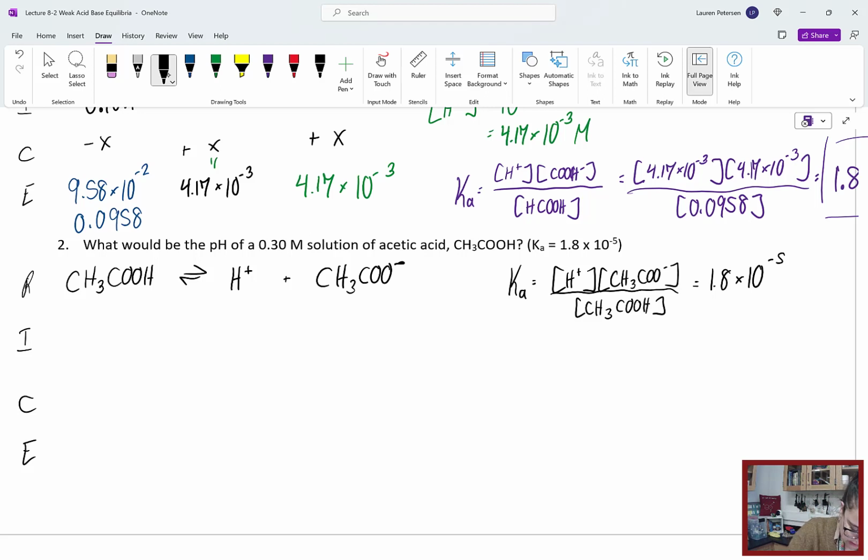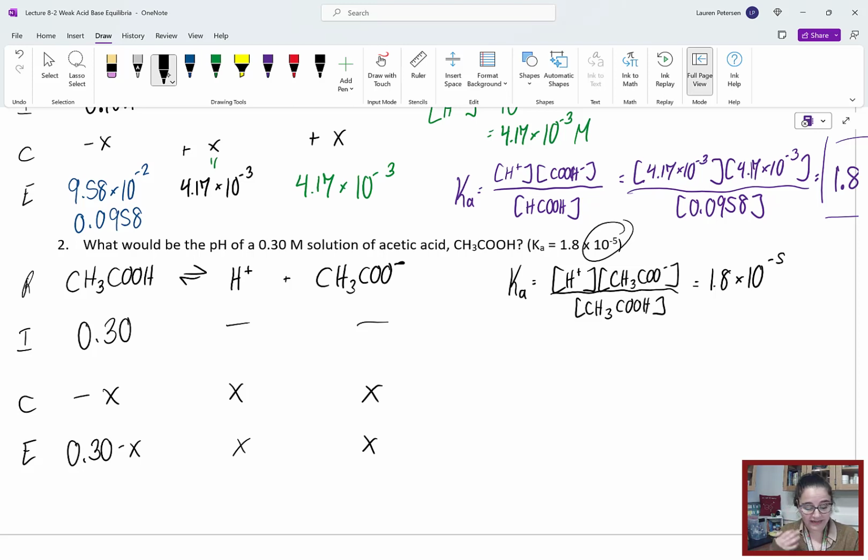We're given that initial concentration of 0.30 molar. None and none, so we know some of that's going to go away. We got X and X, so 0.30 minus X, X, and X. Since the Ka value is on the order of 10 to the negative 5, we know X is going to be really, really small. So we can use that small approximation and say this is going to be approximately equal to 0.30. So now plugging it back into the Ka value, we have X and X, so X squared over 0.30 equals 1.8 times 10 to the negative 5.